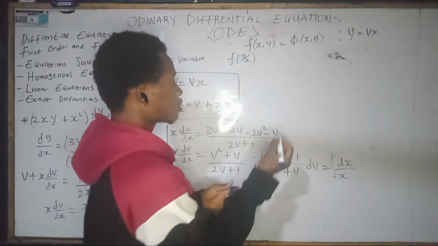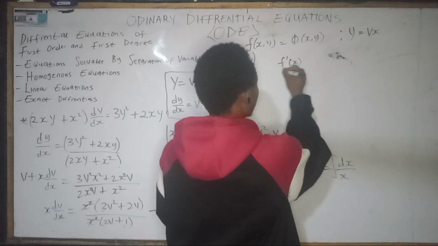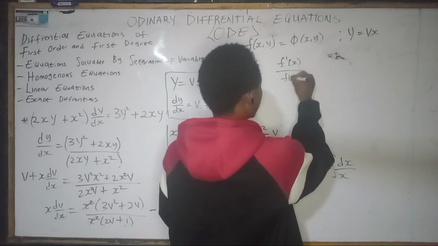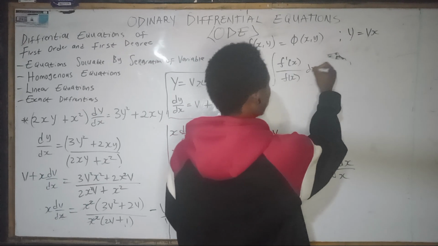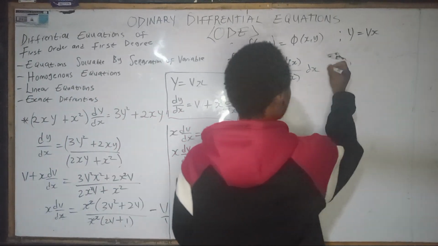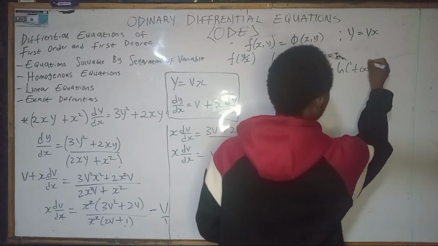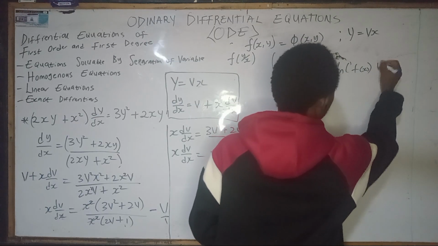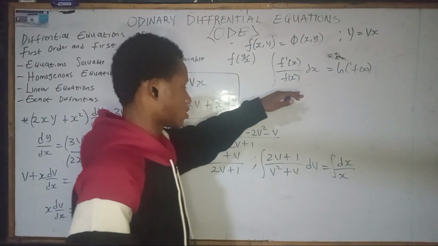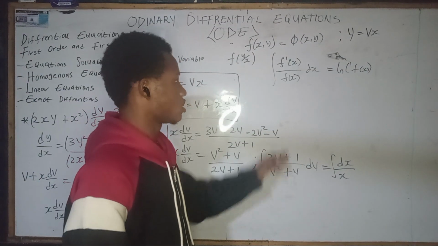That means in this particular case, we have f prime of x over f of x, and if you are very good at integration, you know that the integral of this is equal to ln f of x. This is what it looks like. If you differentiate this, you are going to get this.